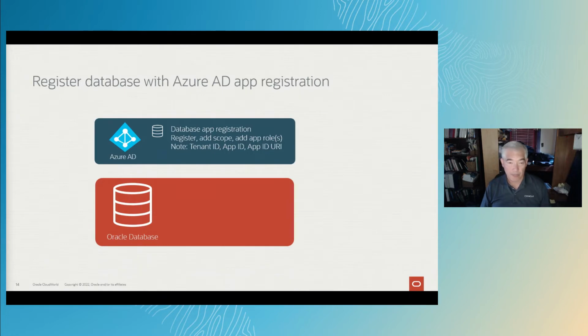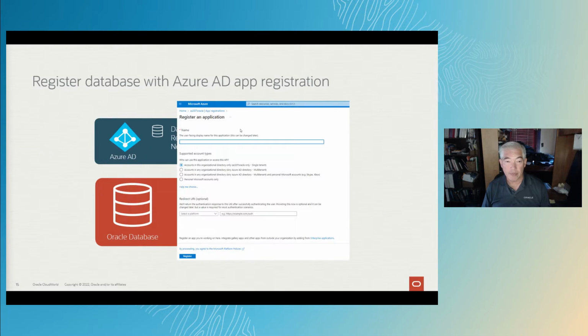The first step to configure this is to register the database with Azure AD. Using Azure AD app registration, you'll need to add scope or database permission, as well as the app roles for user authorization. And when you do this, take note of some metadata: the tenant ID, the app ID, and the app ID URI. You'll need it when you enable the database to connect with Azure AD. Here's what the Azure AD app registration screen looks like. You'll see it again in the demo.